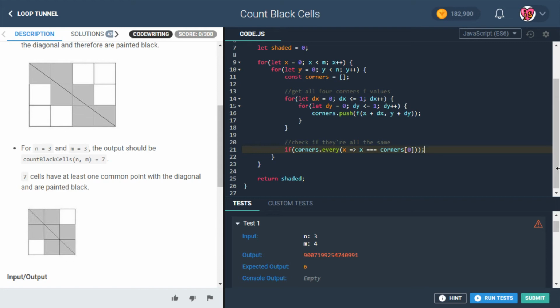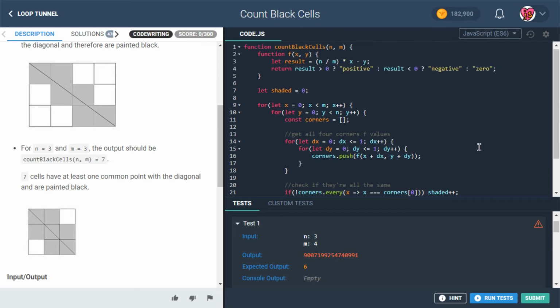Okay, so we've got corners.every, and we want to check if they're all the same. Is this going to check if they're all the same? It will. And actually, I shouldn't put a semicolon there. What am I doing? Anyway, but really what we want is if they're not all the same, we want to increment shaded. So I'm going to put the not in there, and we'll do shaded plus plus. Okay, cool.